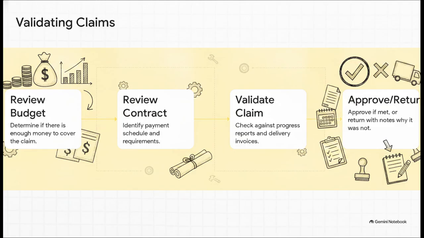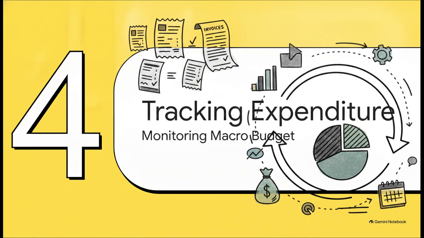Is there actually enough money to cover the claim? Second, review the contract terms for the agreed schedules and requirements. Third, validate everything against supplementary paperwork, things like progress reports, performance evaluations, or delivery invoices. And finally, step 4, if all requirements are met, you approve it. But, and this is a big one, if the requirements are not met, you must return the claim to the claimant with clear written notes explaining exactly why it was rejected. No guessing games allowed.